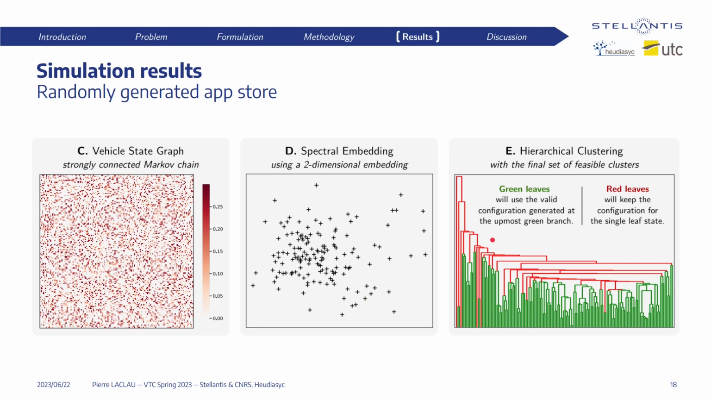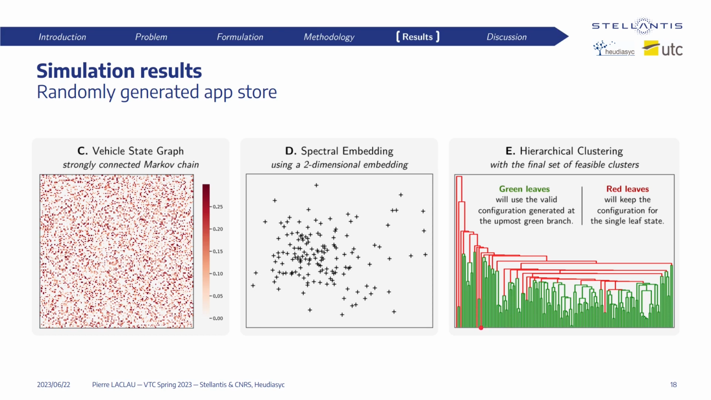You start from the top, you call the scheduler, you see if it's feasible and you have a valid configuration. If not, you start again at the lower layer. And at the end, if a state is green, then you can use a configuration that has been generated in the upper branch. If it's red, then you keep the generation for one single state.